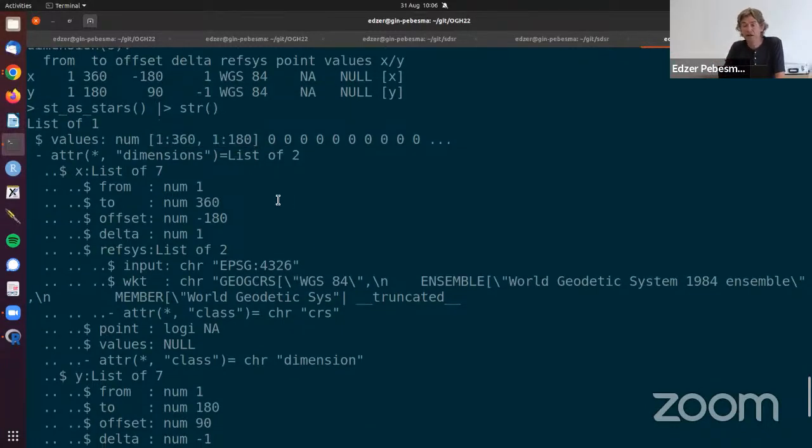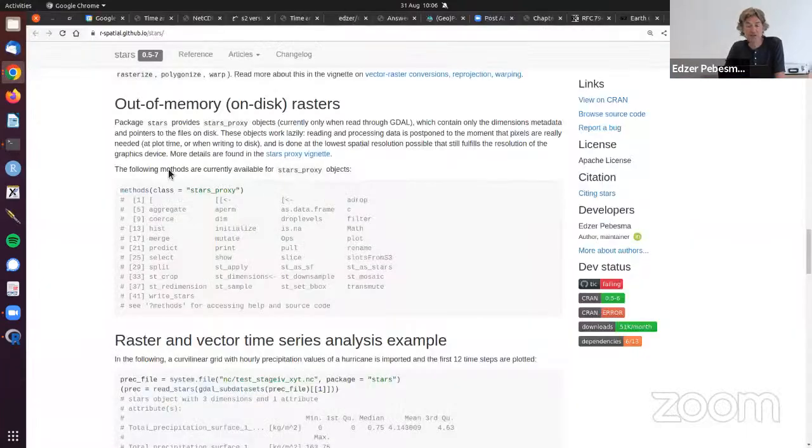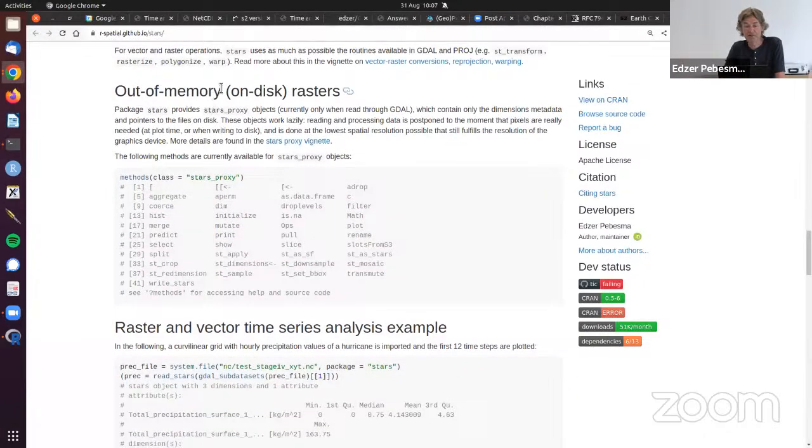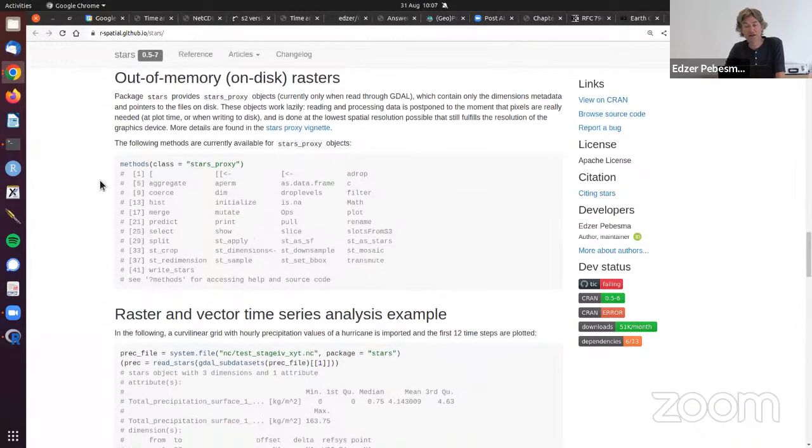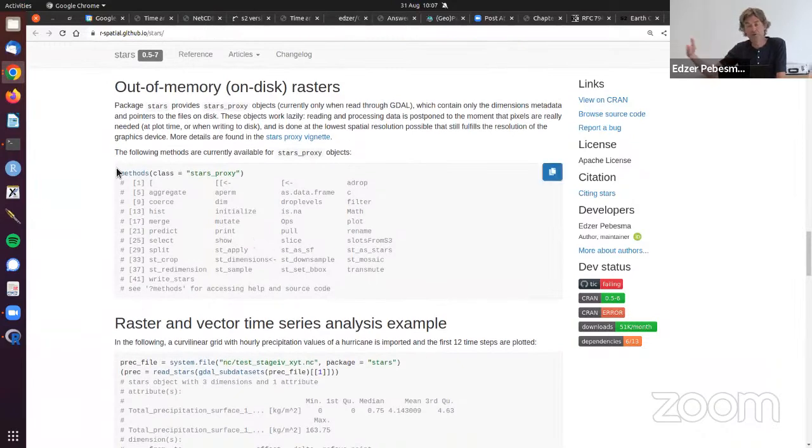So another model that STARS uses is that of out of memory or on-disk rasters, where you basically say, well, here is the data set, and then it reads the dimension table, just the sizes and so on. It will not load the whole thing in memory, but basically just keeps the file name of this thing, and then postpones the work until you need to do something with it, like plot it or download it or something like that.